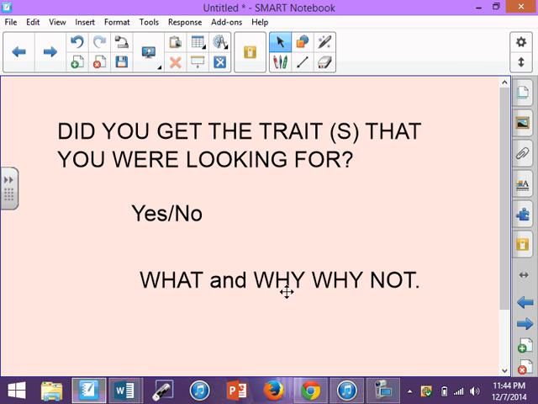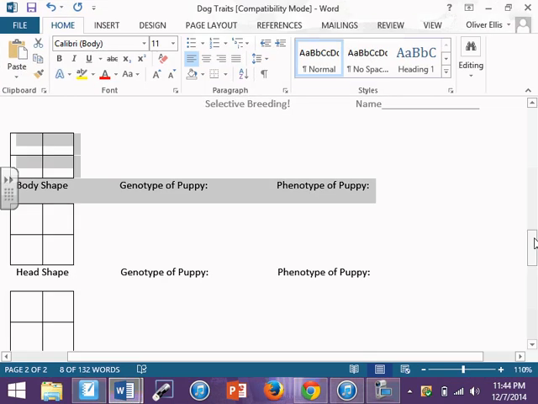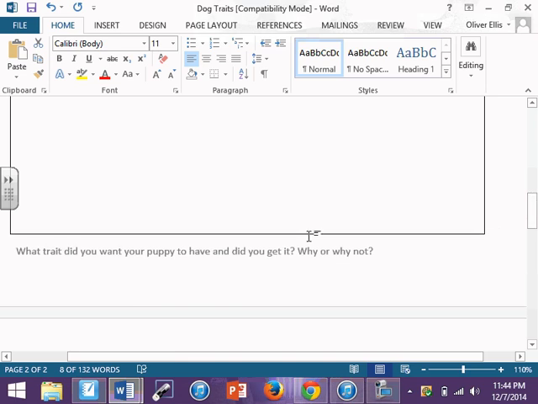What was the trait you were looking for? Was your trait recessive? Was it dominant? Why would that make it easier to try and find a dominant trait as opposed to a recessive trait? All these things must be analyzed in your answer. And I believe you'll find your answer at the bottom of the first page. What trait did you want your puppy to have, and did you get it? Why or why not? So that's our lesson for today.